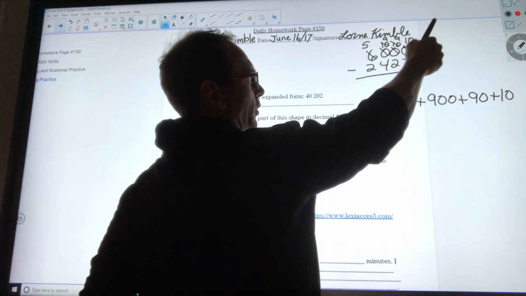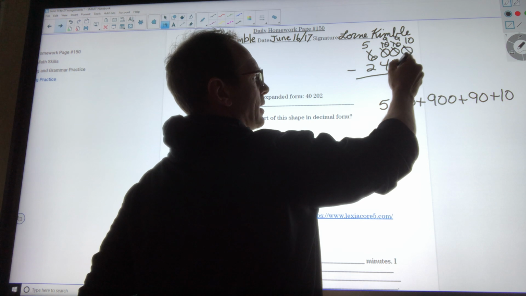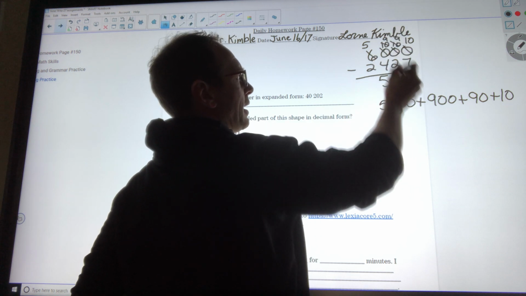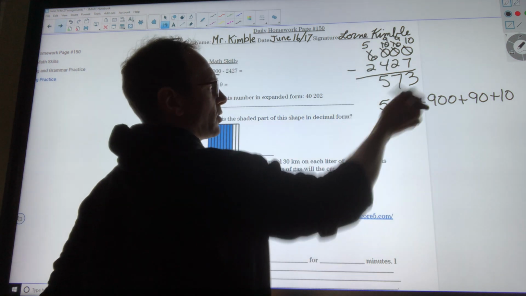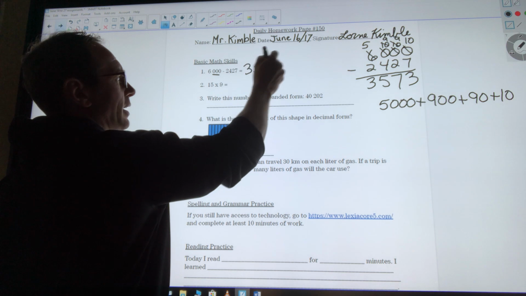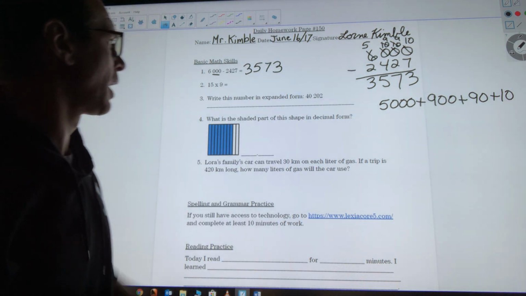Now I can work through the place values. So 10 minus 7 is 3, 90 minus 20 is 70, 900 minus 400 is 500, and 5,000 minus 2,000 is 3,000. So I have 3,573. It's a tricky type of question to do.